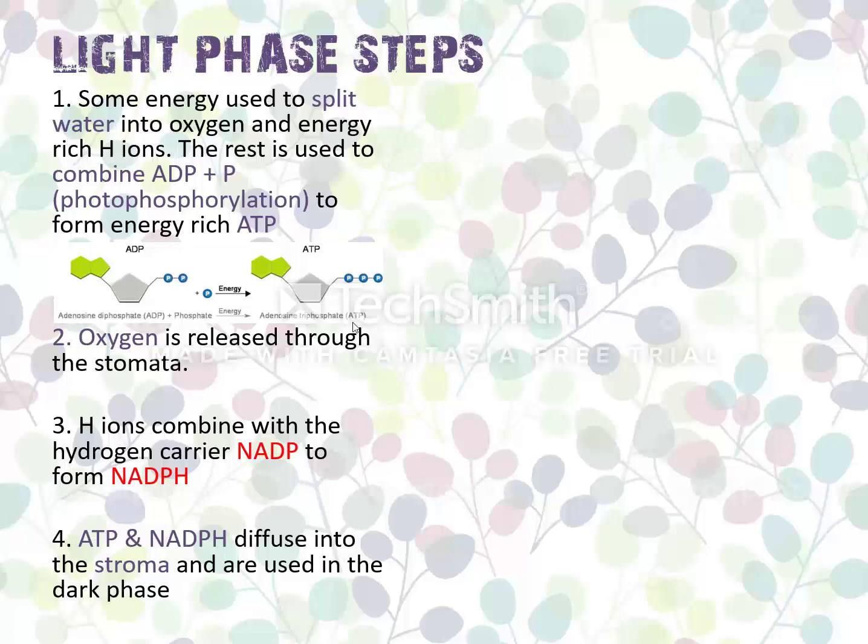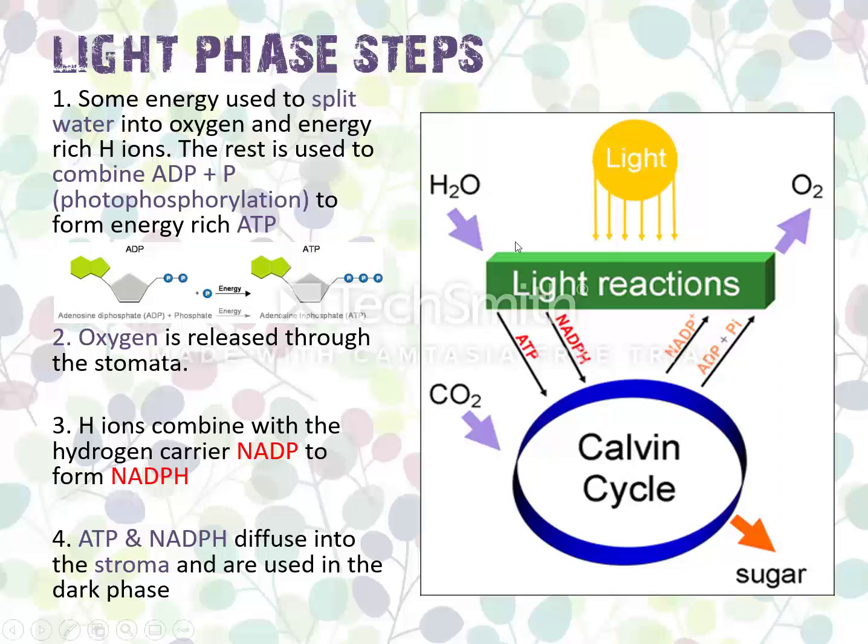Once we've made ATP and we have made hydrogen ions, and those hydrogen ions have a carrier, we have what we need. Light phase is complete. Those compounds now need to move into the relevant space for the dark phase to occur. Remember I said the light phase occurs in the grana because that's where the chlorophyll is. So now we need to take ATP and NADPH and move it into where the dark phase occurs, which is in the stroma.